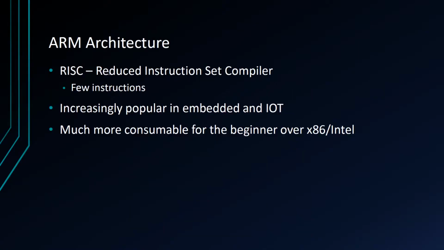So today, like I said before, we're going to go over the ARM architecture. It's a RISC architecture, so that's reduced instruction set computer, which basically means it has very few instructions. It's meant to be simple and easy to work with. ARM in particular has become increasingly popular in embedded and IoT, so there's a pretty good chance that the router at your house is either ARM or MIPS, but mostly ARM if it's newer. And in my opinion, don't flame me for this, but I think ARM is way more consumable for the beginner over x86, Intel architecture.